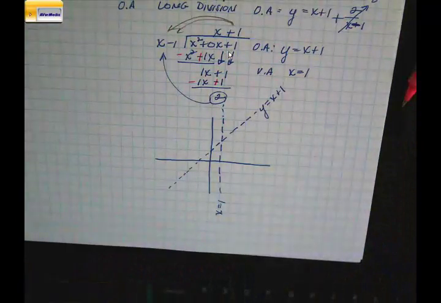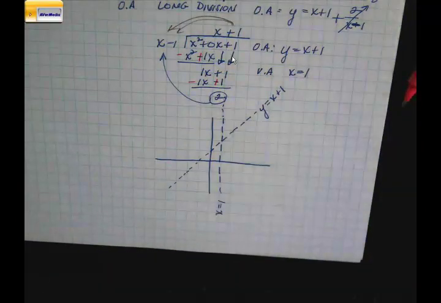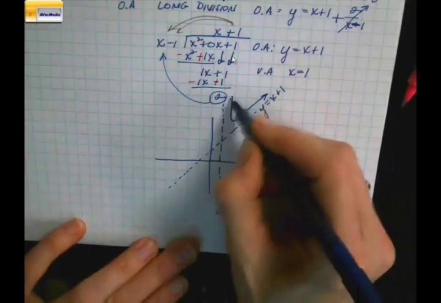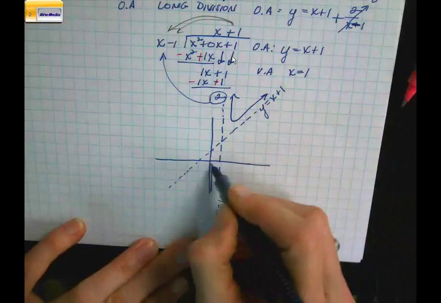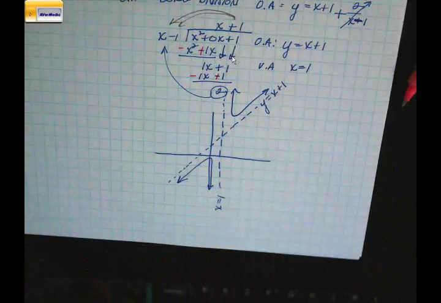And if you graph this one on your calculator, it's going to look like this. It doesn't cross the oblique. It's going to be up here and down here. And that's what the graph of that rational looks like.